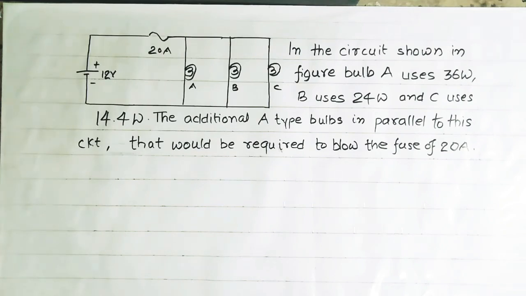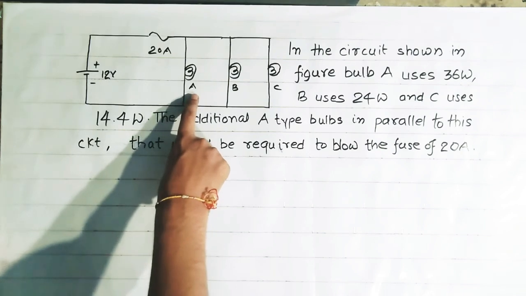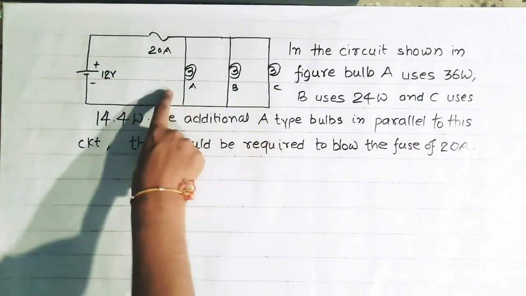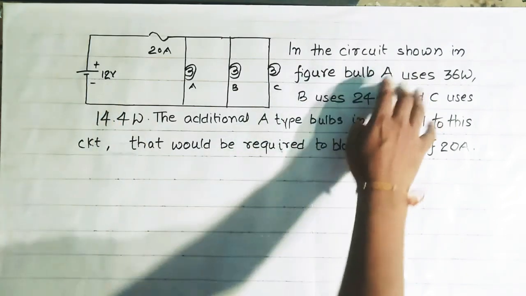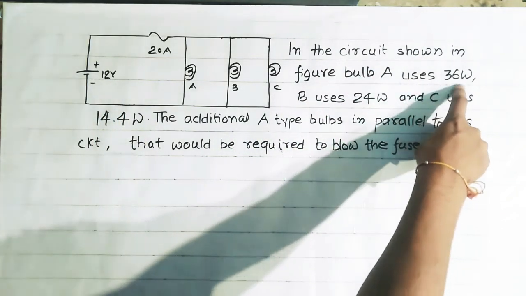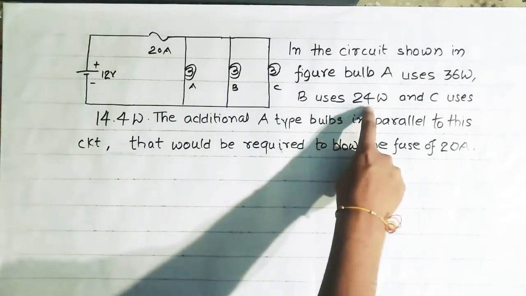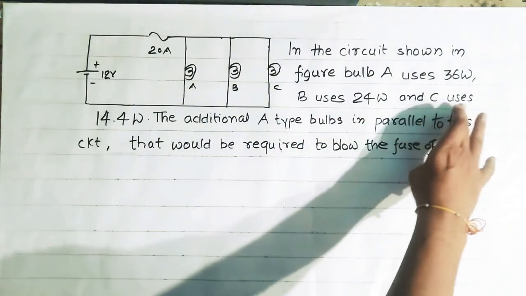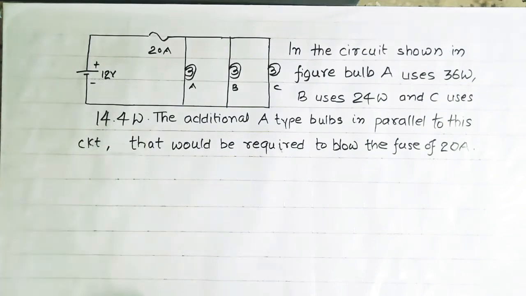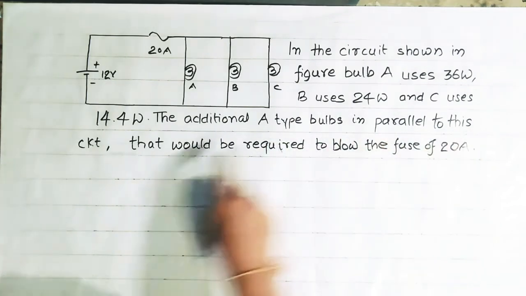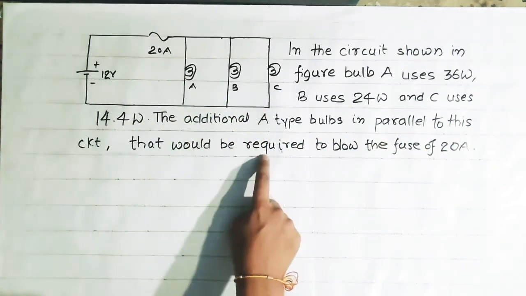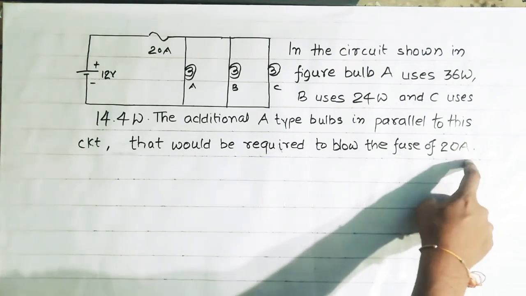Now see this question. In this question, this circuit is given and these are three bulbs A, B and C connected parallel to this 12 volt supply source. In this circuit, bulb A uses 36 watt, bulb B uses 24 watt, bulb C uses 14.4 watt. Now we have to find the additional A type bulbs in parallel to this circuit that would be required to blow the fuse of 20 ampere.